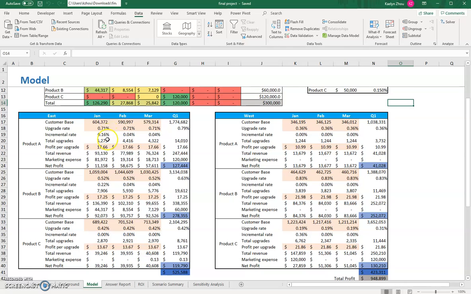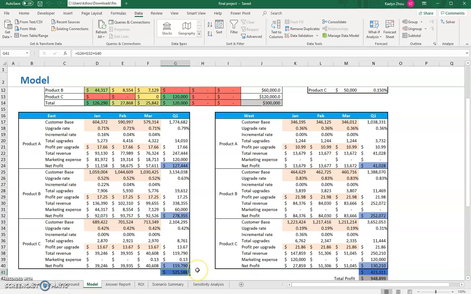That means if we don't put any marketing expense here, there will be 0.71% of customers upgrading their services. The total upgrade here is the customer base times the sum of these two rates, and then multiplied by the profit per upgrade here. We will have the total revenues here, and then minus the marketing expense here, we get the total net profit, 11,158. And then I calculate the total net profits for product A in Q1, and then product B, product C.